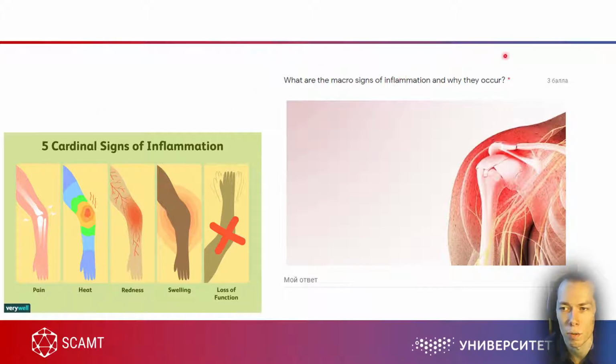What are the macroscopic signs of inflammation and why do they occur? I mentioned the signs of inflammation in the lecture. It's pain, heat, redness, swelling, and loss of function. Three of these happen because of vasodilation, so enlargement of blood vessels, and the rest is connected with, well, loss of function connected with partial inhibition of muscles, and the pain is also connected with inflammation. Most of you in some way gave a correct answer, but still some of you did not.